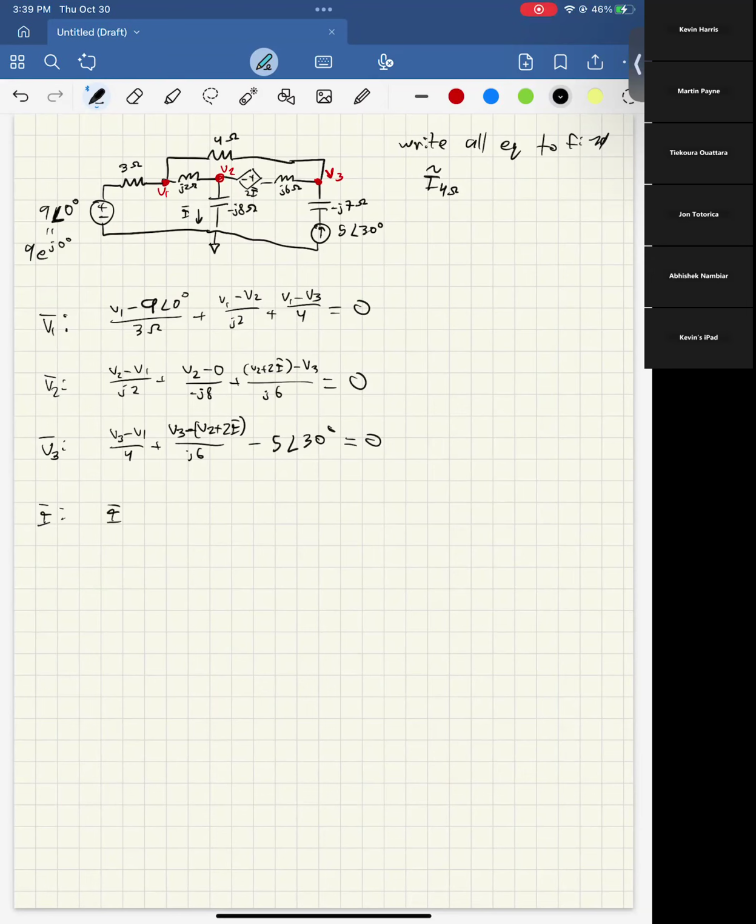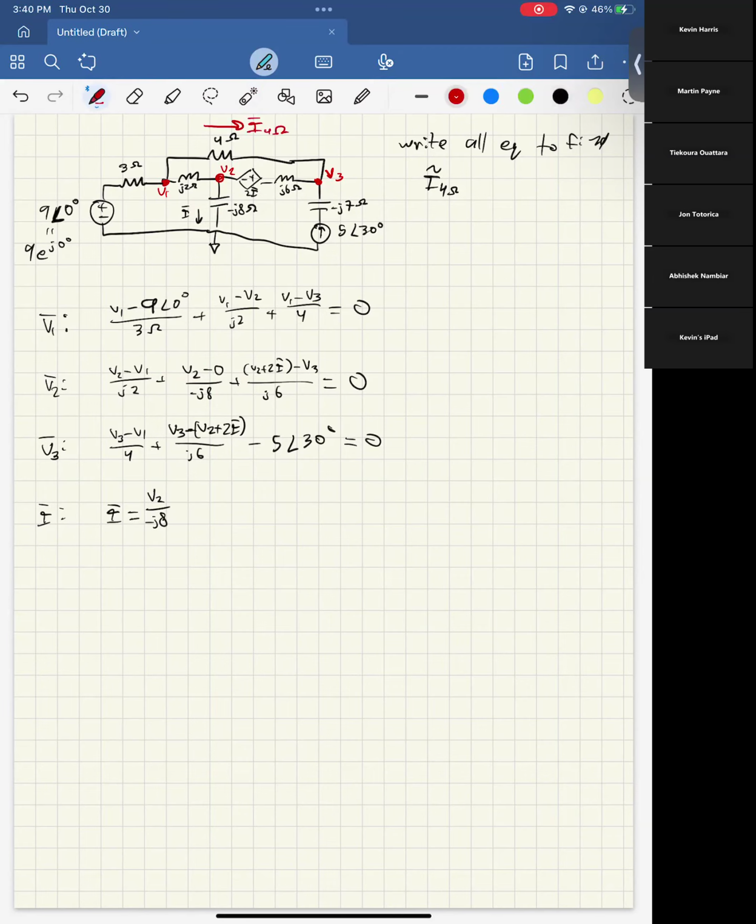So this current here is going to be equal to, okay, we already found that term. It's this one, right? Because it's going down out of V2. So it's just that. So we have I bar equals V2 over negative J8. And then finally, it was asking us what is the current through the 4 ohm resistor. Let's just decide that we're saying that it's going to the right. We don't actually know, but I'll just say for my equation, this is I 4 ohms.